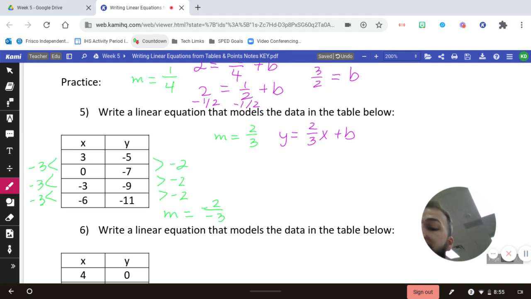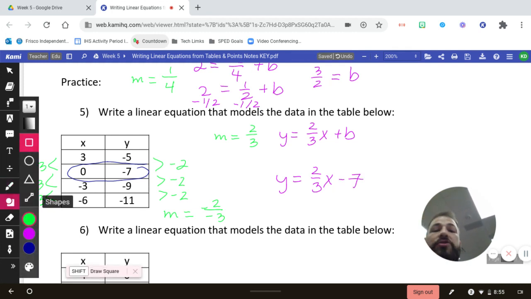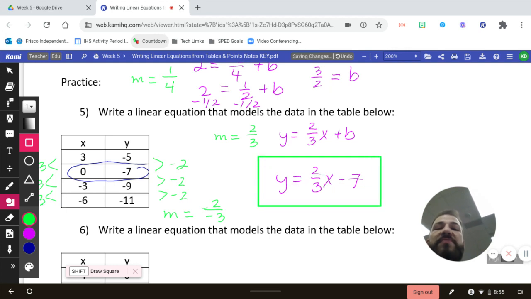So then I would plug in a point. Doesn't really matter which one. They're all kind of gross with negatives and that sort of stuff. But one thing you might notice, you're actually given the y-intercept in this one. So I don't actually need to plug in a point because I already know when x is equal to 0, y is equal to negative 7. So I can go straight to that. y is equal to 2/3 x minus 7. So sometimes one of the points you're given, either in your 2 points or your table, might just be your y-intercept and make your life a little bit easier.